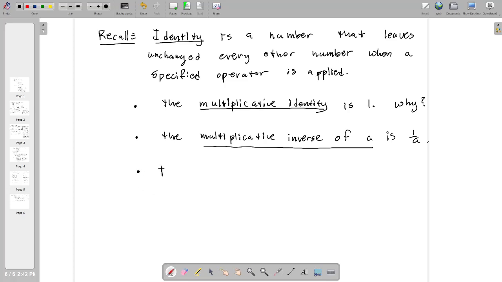And as a note, division is the inverse operation of multiplication. As I noted before with addition, subtraction being the inverse operation of addition, division is the inverse operation of multiplication, meaning that division undoes multiplication. So if you multiply two numbers together, you undo that by dividing.